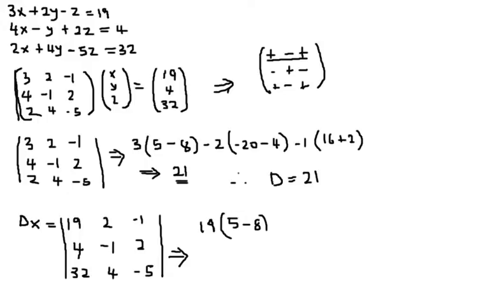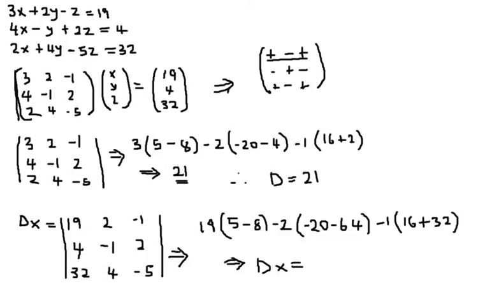So this next one is going to be a minus sign, and it's going to be minus 2, just as we did here. So we have minus 2 into minus 20 minus 64, then minus 1, that is for this minus 1, it's minus because this is plus, and plus minus plus times minus is minus, so we have minus 1 into 16 plus 32. So we're going to have that dx is equal to 48.